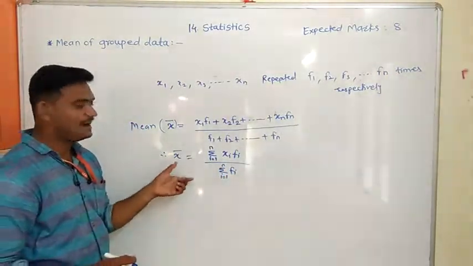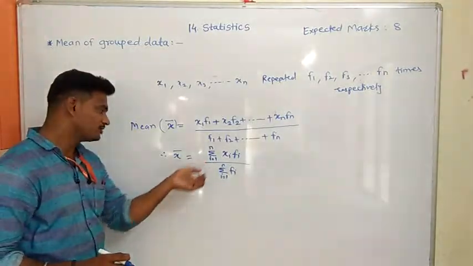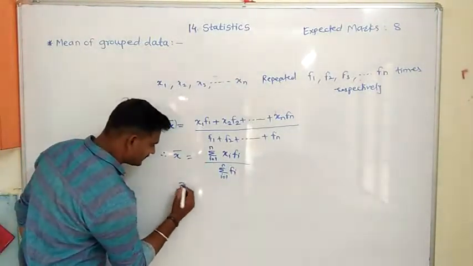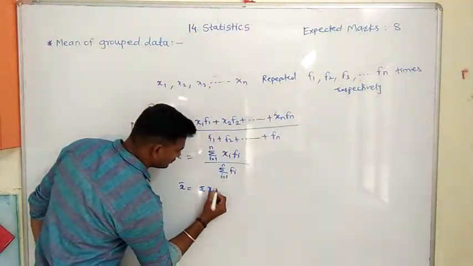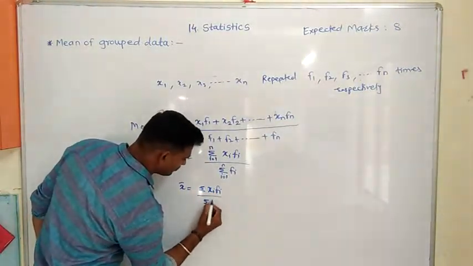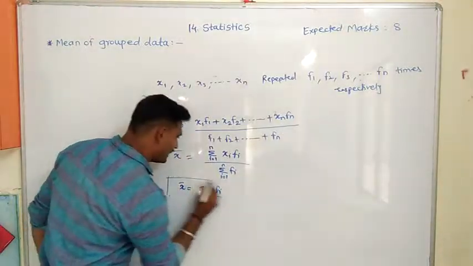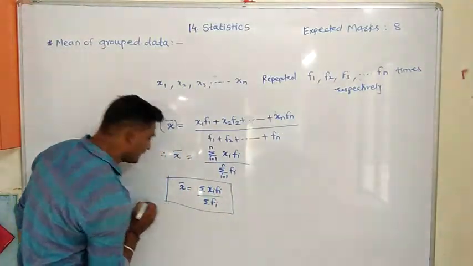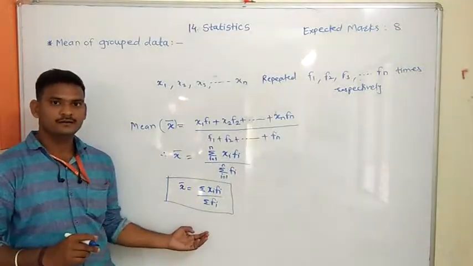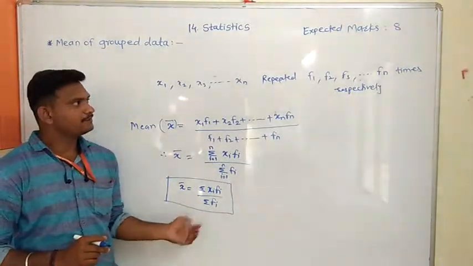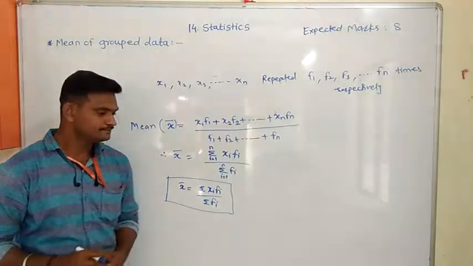And this formula can be reduced further. In a short way, we can write it as the summation of xi into fi divided by the summation of fi. You have seen this formula in class 9. It is the formula to find the mean of the given observations. Okay, copy down this formula.